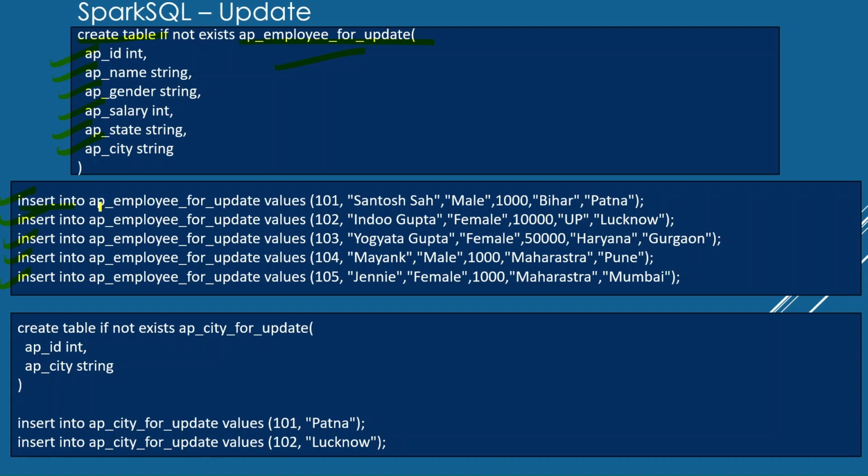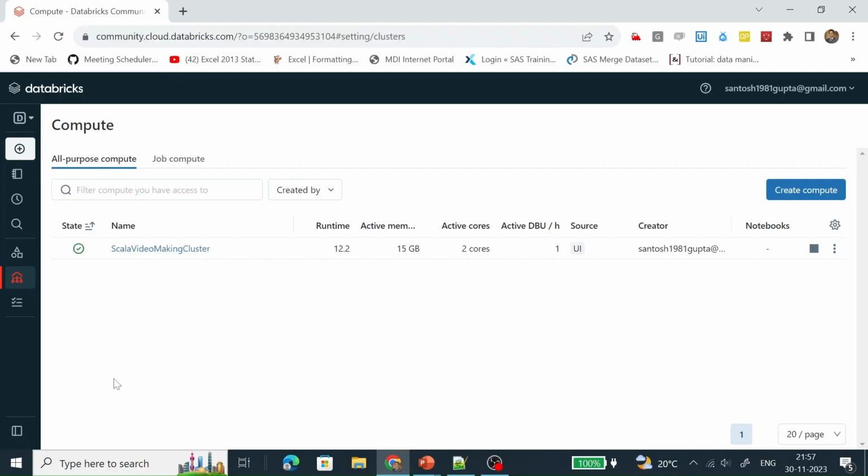Once this insert statement has inserted all the records, I am again creating a table with the help of a create table, and this is the name of the table. I have defined 2 columns in it, and I am just doing 2 inserts. Let's create both the tables, and then we will see how we can do the update in SparkSQL. So let's go to Databricks.